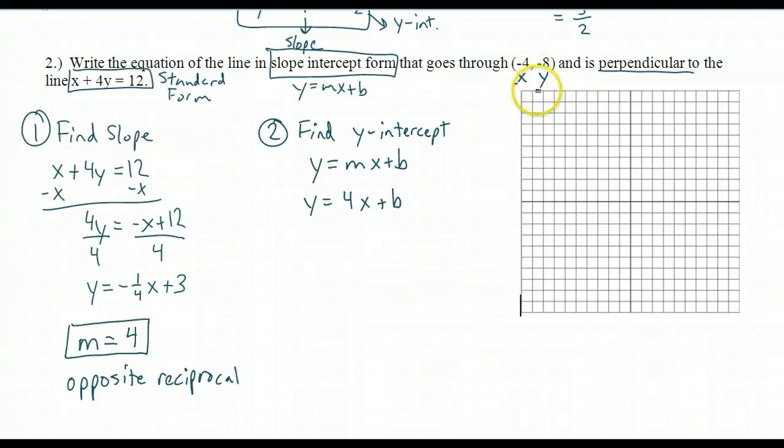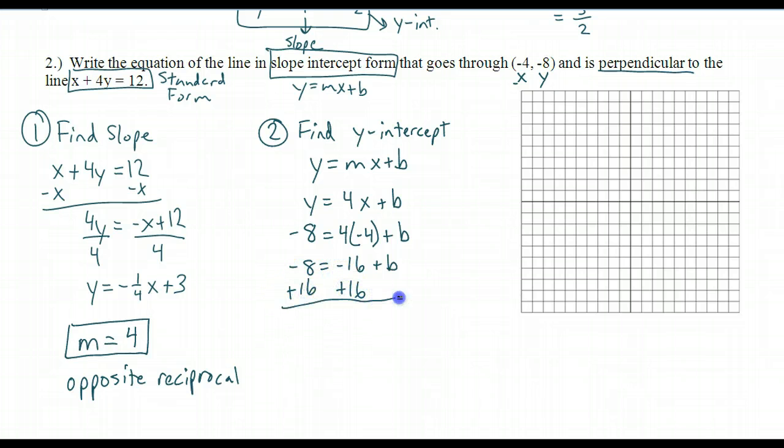So let's force that to be true. Let's plug in negative 4 for x, and when I plug in negative 4 for x, for an answer, I should get negative 8. Now this is kind of a nice skill to develop. Plug in what we know, solve for what we don't know, and we'll have our answer. So let's do the math. 4 times negative 4 is negative 16. Add 16 to both sides, and I'm left with b equals 8.